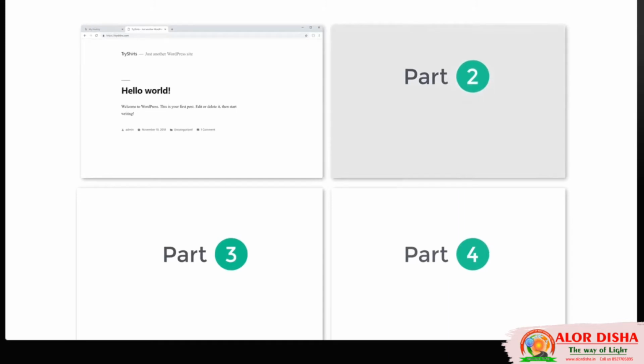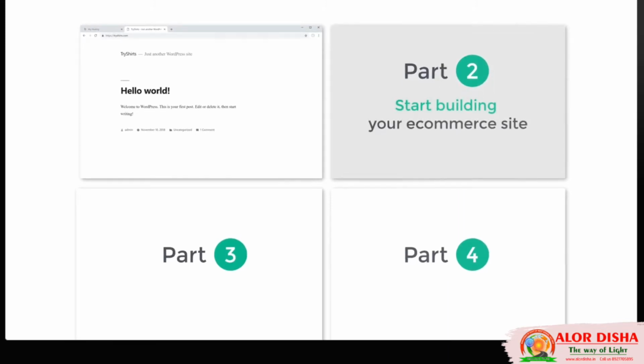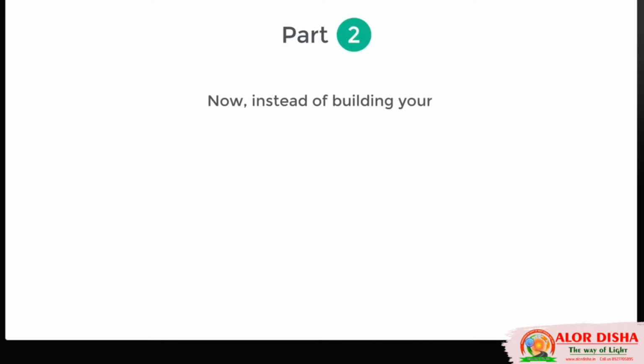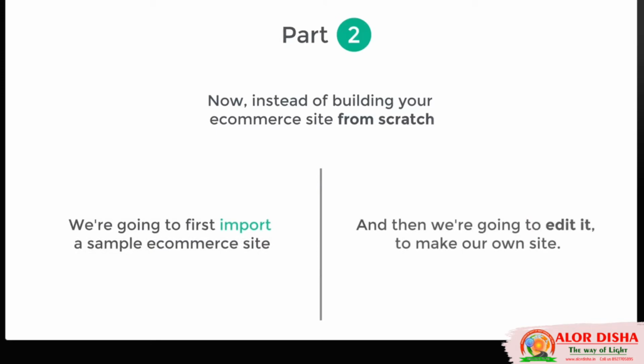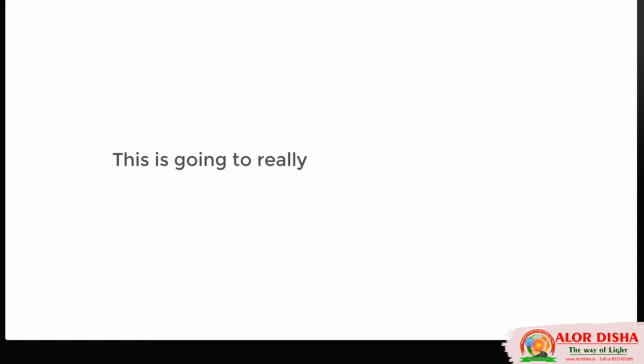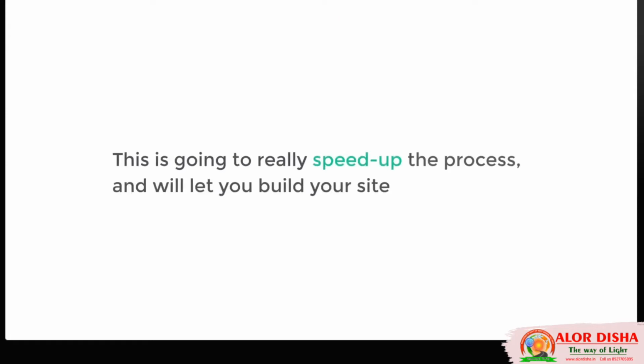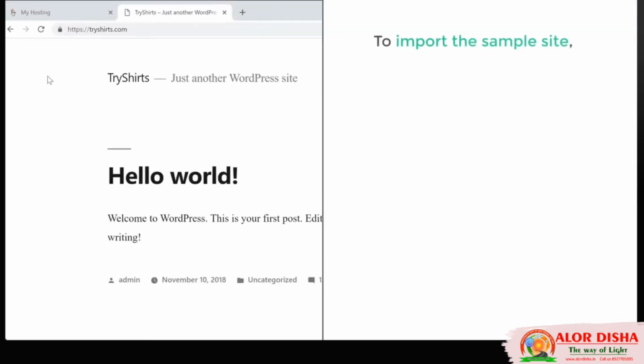We can now go to part 2 of this tutorial, which is to start building your e-commerce site. Now instead of building your e-commerce site from scratch, we are going to first import a sample e-commerce site, and then we are going to edit it to make our own site. So this is going to really speed up the process and will let you build your site in a much faster way. So to import the sample site, we are going to do 2 steps.